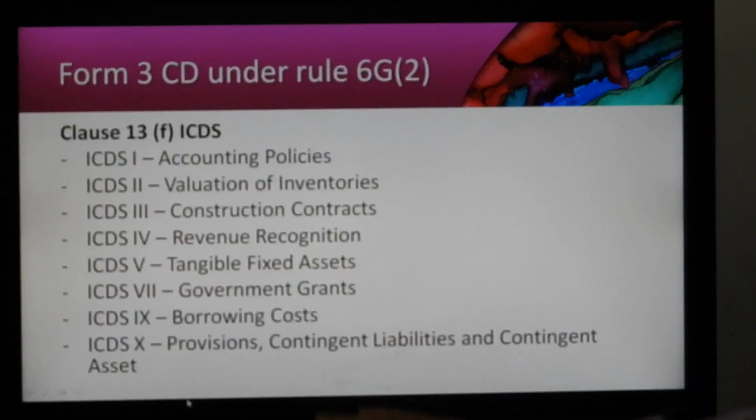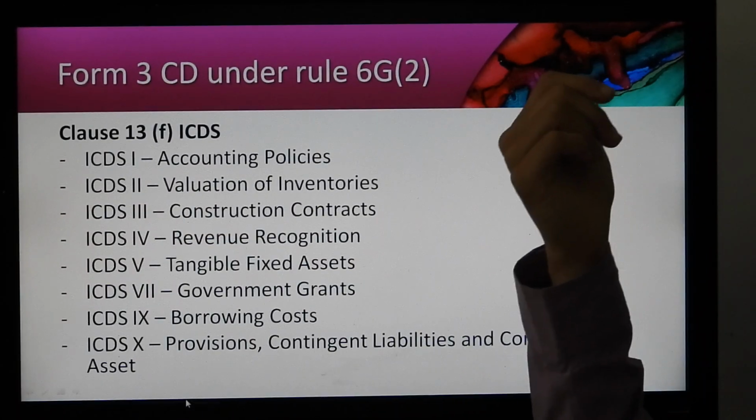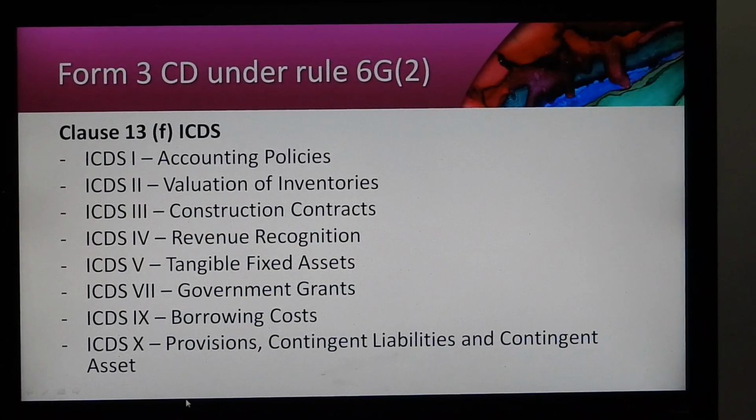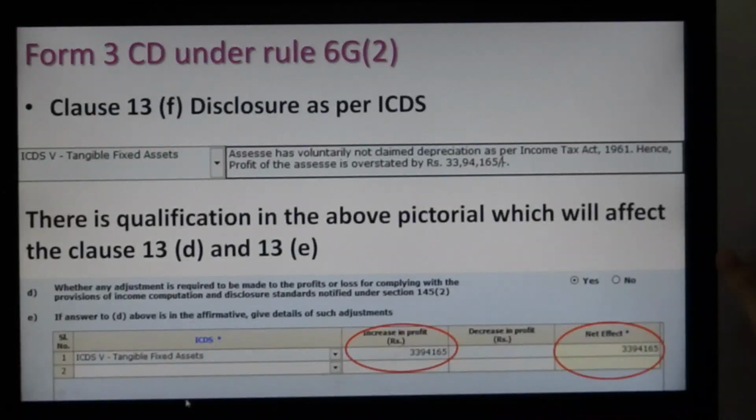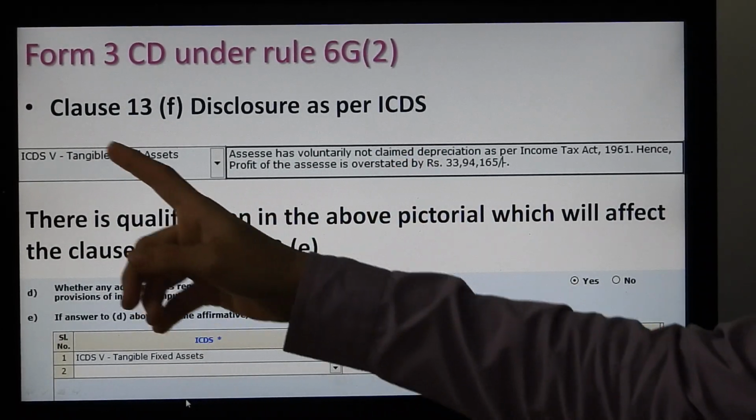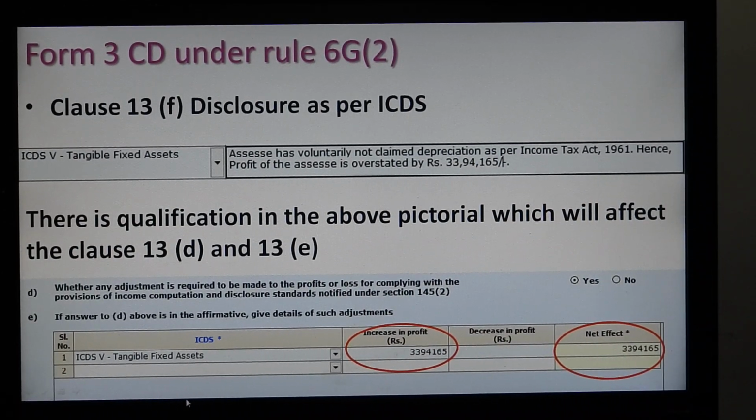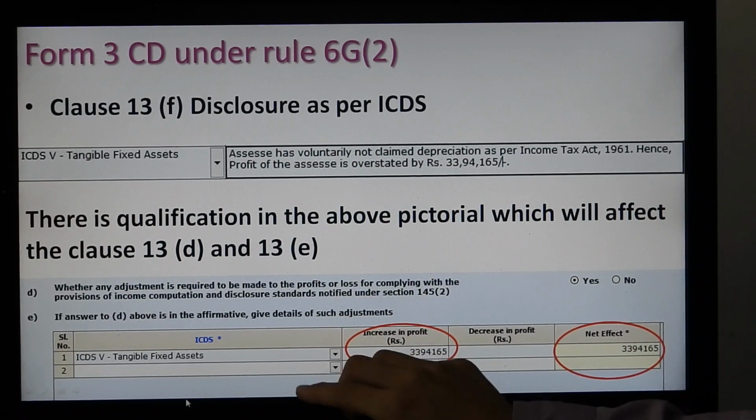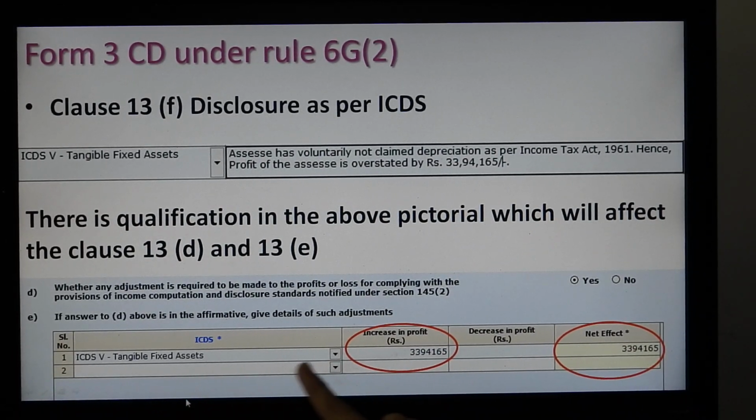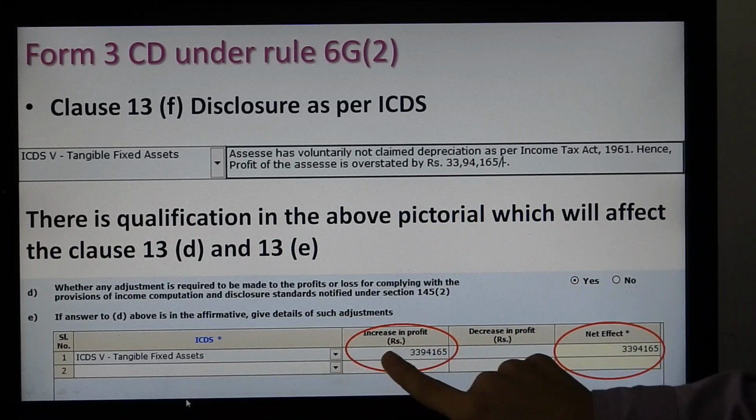Next, clause 13F, ICDS. This ICDS would be discussed in detail in our next part, so keep tuned. If there are any qualifications of ICDS, then you need to mention in clause 13F. And if such qualification leads to any difference in profit and loss account or leads to any increase or decrease in profit, then you need to mention under clause 13E. See, there is space for increase in profit and decrease in profit. Under which ICDS is there a difference, and what is the difference?